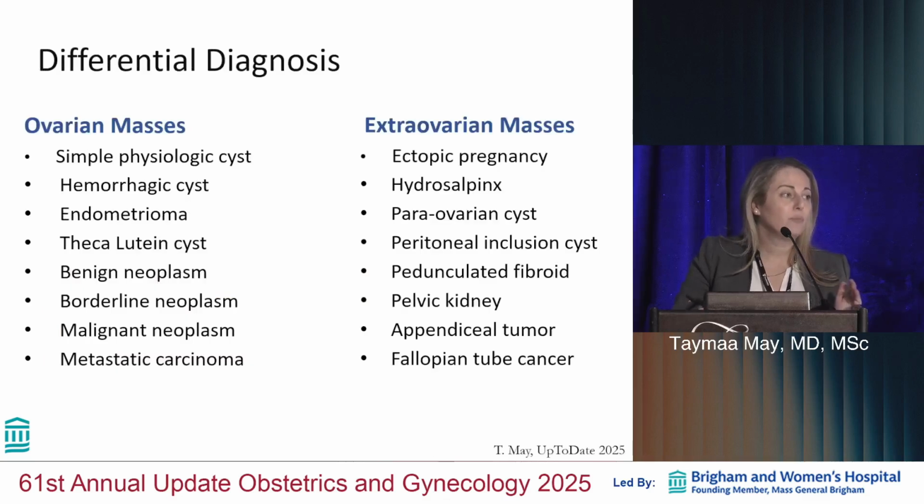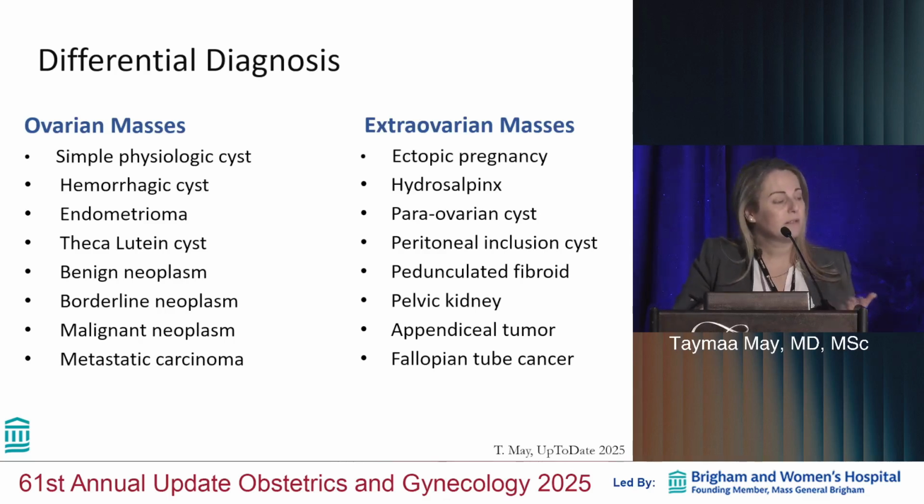So the differential is very broad. If you look at the ovary only as a source of the adnexal neoplasm, simple physiological cysts are very common. We all obviously have those, and when we follow them with ultrasound, they regress as time goes on. Hemorrhagic cysts, very common. Endometriomas, which sometimes are challenging to differentiate from an actual neoplasm. Theca lutein cysts, benign neoplasms, borderline tumors, malignant primary ovarian tumors, and of course metastatic carcinomas, often from the GI tract, which we call Krukenberg tumors, and sometimes from breast or other tissue.